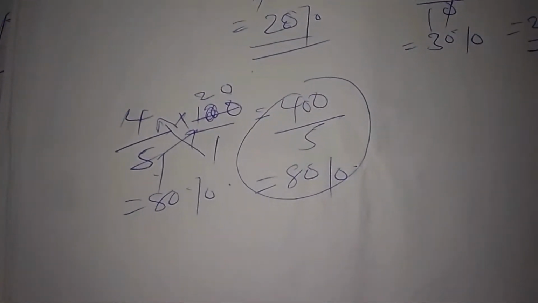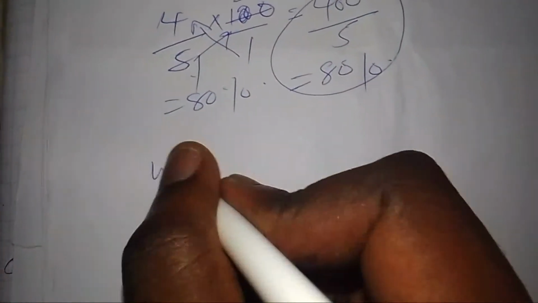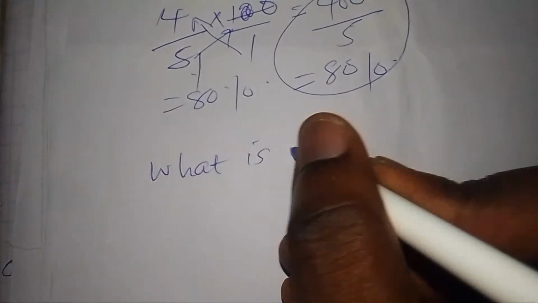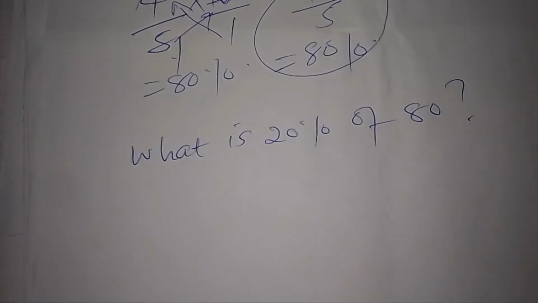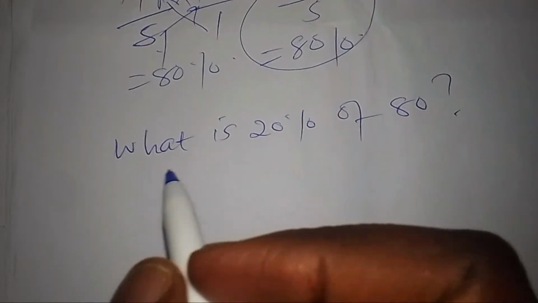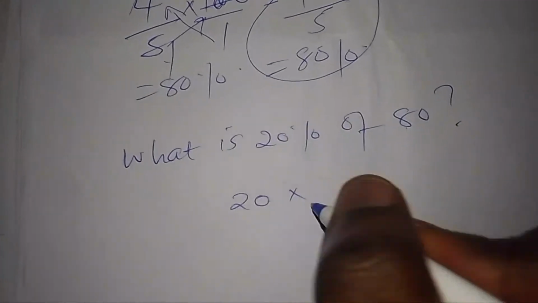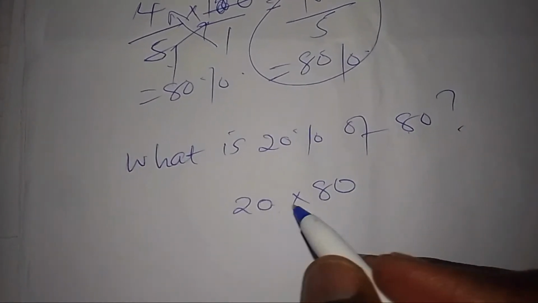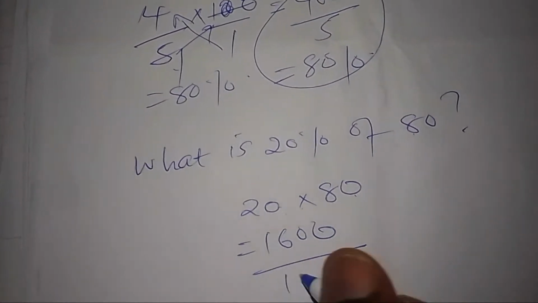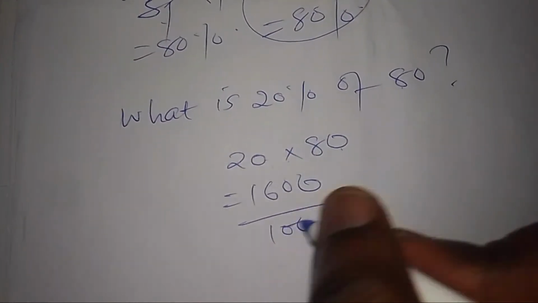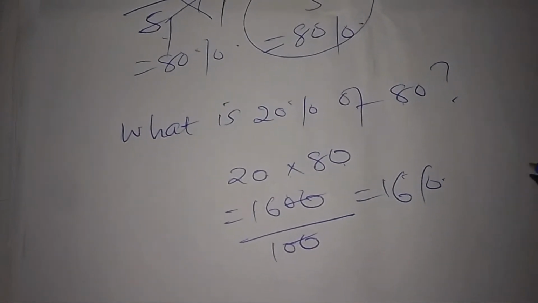Now the other question we can be asked is, what is 20% of 80? When you are asked such a question, you just have to take this 20 and multiply by this 80 directly. So when you take 20 multiplied by 80, the answer becomes 1,600. Then you divide by 100, and the answer now becomes 16.